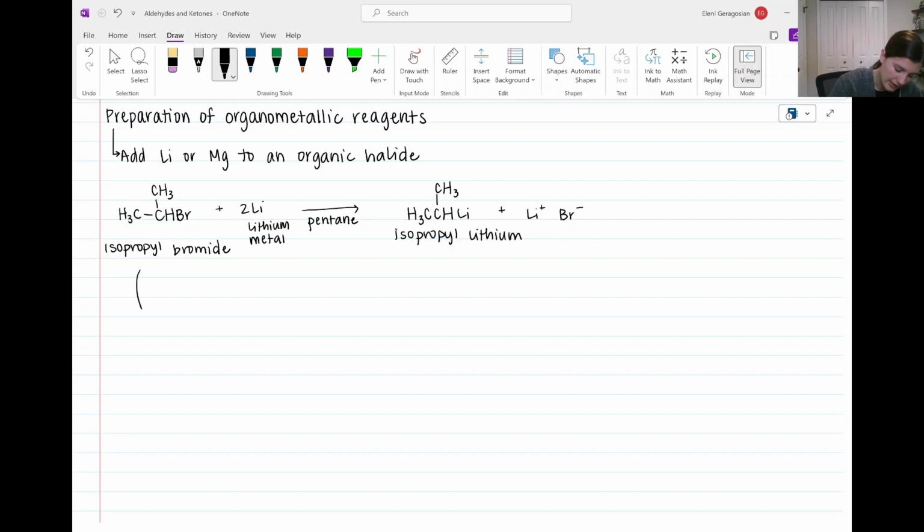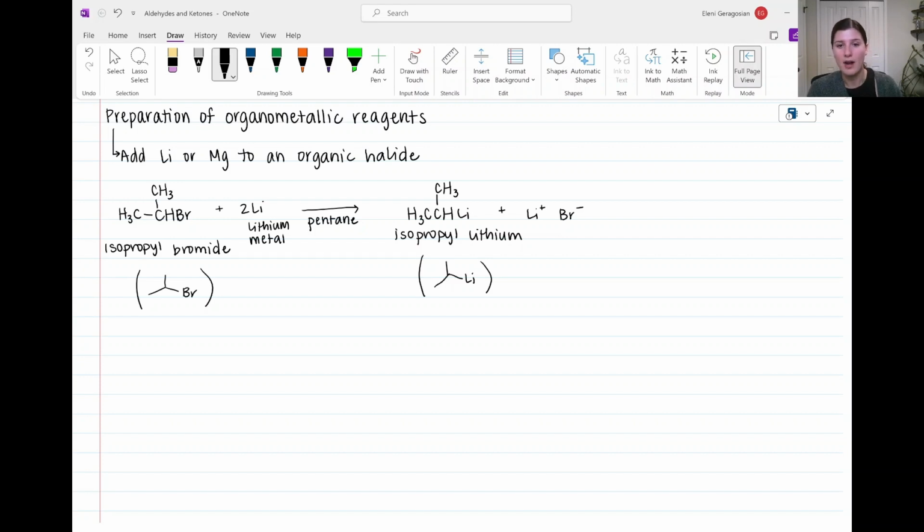We can draw these as skeletal structures. So isopropyl bromide looks like this. Isopropyl lithium looks like this. Now the bond between carbon and lithium, we're representing it as a covalent bond, but it has a lot of ionic character. So it's a blend of covalent and ionic bonds. We can talk about bonds as having covalent character or ionic character.